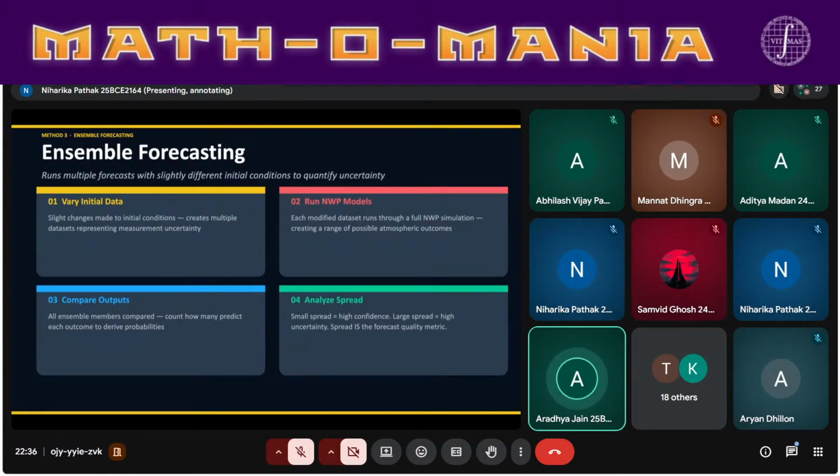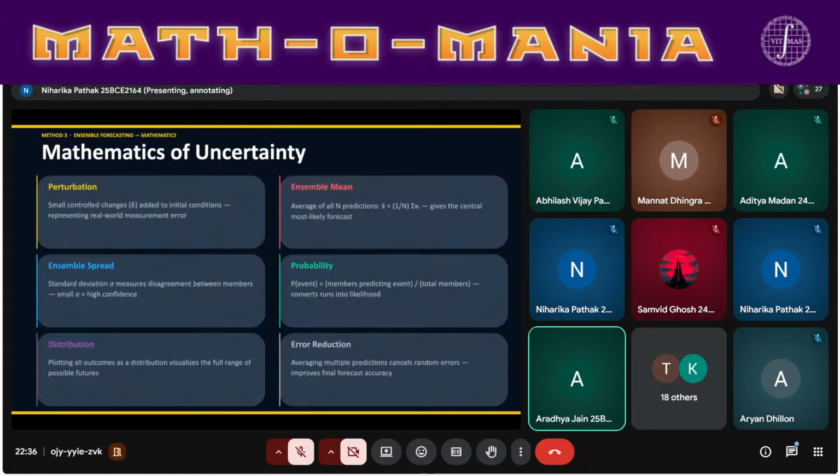Now let's look at the mathematics behind this method. As we said earlier, we have small controlled changes. Instead of having one initial condition, we actually change the initial conditions, so it represents the real world measurement error, right? So how do we get one particular solution from this? We mean all the predictions. Let's say we did n predictions. We mean those n predictions, and the mean will give us the central most likely forecast.